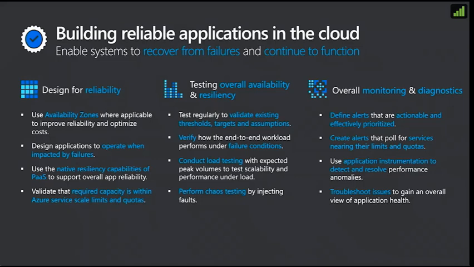We can create alerts as well that poll for services that are nearing subscription limits and quotas. We want to know, before we provision a resource, if we're bumping up against a subscription limit. And we want to use application instrumentation to detect and resolve any abnormalities that are going on in our application. And we're making the distinction here between your application, your code, and your Azure resource. And then we're going to troubleshoot issues, right, to get a good idea of application health. We want to always troubleshoot issues to find out what's going on when we see symptoms.